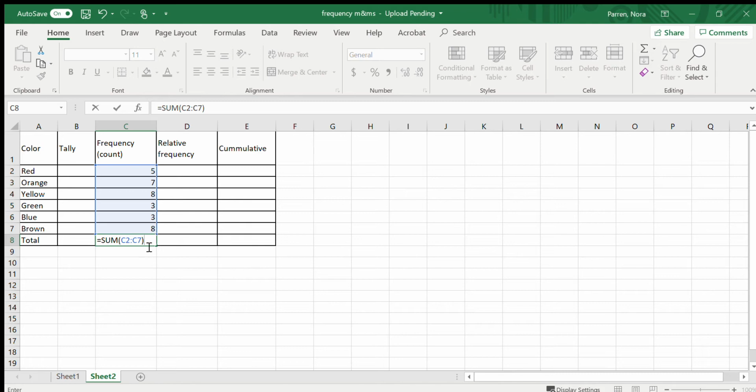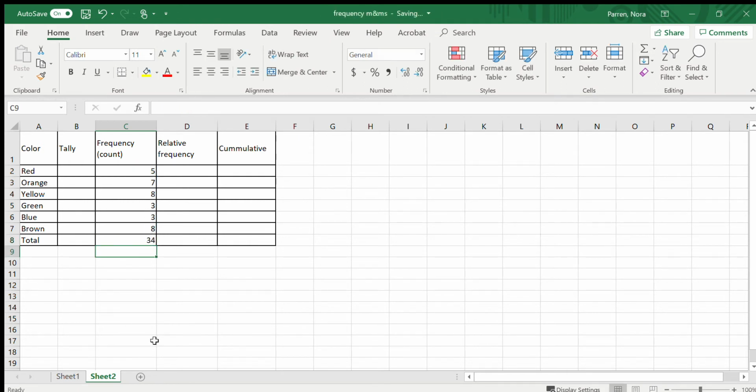And I'm going to close the parentheses, and you can see that it says C2 to C7. So you can see that this is column C. In column C, row 2 is this number here, 5. It's how many reds we had. And then column C, row 7, which is the other number here, is the last one that we were interested in. That was how many browns we had. So what this is going to do is count up all of the numbers that are in this list. So when I click enter, that's indeed what happens.